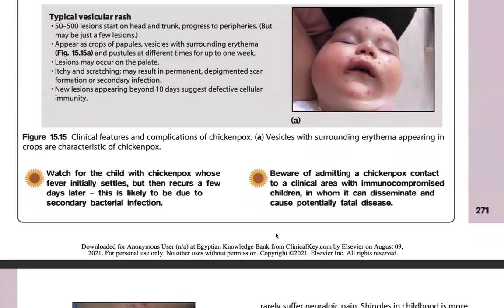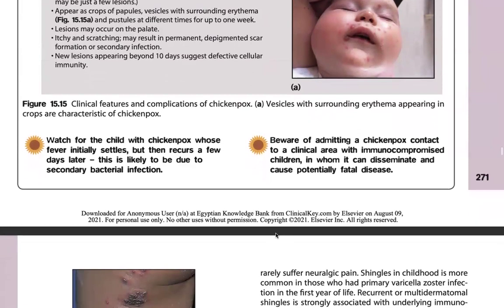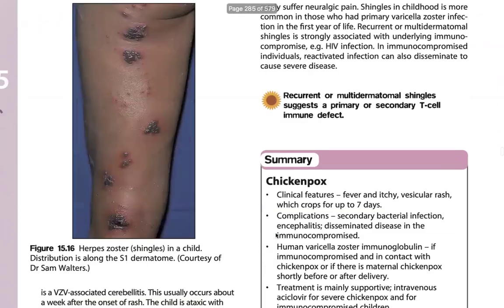Now, bullet points: watch for a child with chickenpox whose fever initially settles but then recurs a few days later. This is likely to be due to secondary bacterial infection. Beware of admitting chickenpox contacts to clinical areas with immunocompromised children, in whom it can disseminate and cause potentially fatal disease.